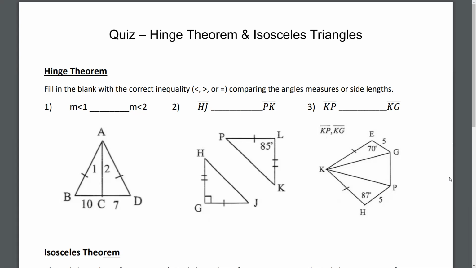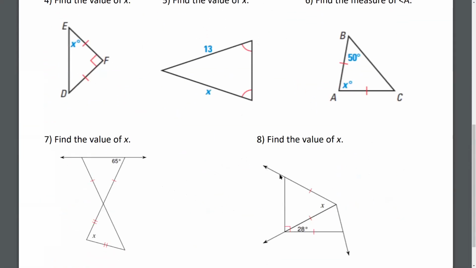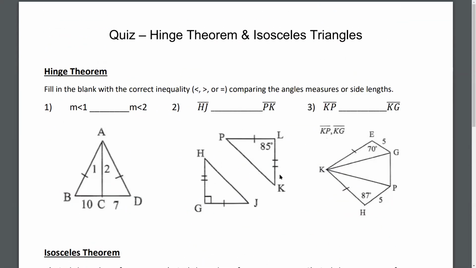I would recommend going back to the video on the Hinge theorem, watching that, and seeing if that makes sense to you. And then if you're like, okay, I get the Hinge theorem, but I don't understand how to use it for this kind of problem, that's when you're watching this video. That's what this one's about. So let's go over the Hinge theorem, and then the second part of this is going to be the isosceles theorem, using it to solve those problems. The first thing here is we need to fill in these problems with the correct inequality.